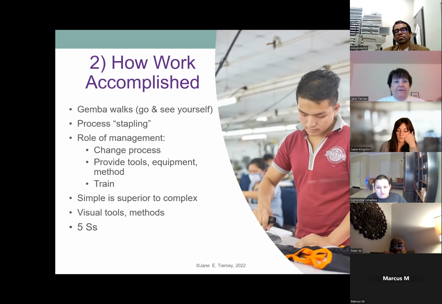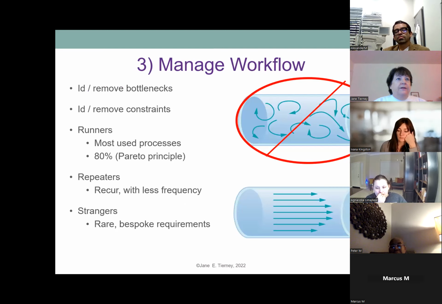And then go back to the 5 S's. Those are very important. So then manage the workflow. We want to be able to, did I skip one? No. Manage the workflow. We're looking at bottlenecks. Bottlenecks are an uneven, unbalanced line. We want to remove any constraints, get this nice smooth flow of materials and people working to supply the goods and services for our customers. That's what we're trying to do.